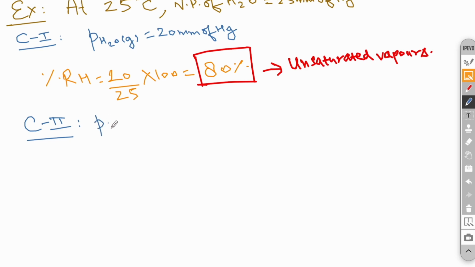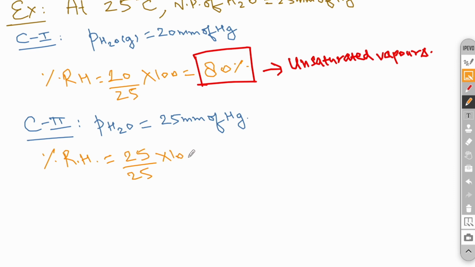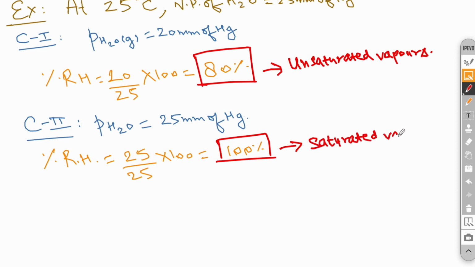Case 2. Let's say that partial pressure of water in gaseous state is 25 millimeters of mercury. In this case, the percentage of relative humidity can be written as 25 divided by 25, which is partial pressure of water in gaseous state divided by vapor pressure of water. So it will come out to be 100%. So we can call this saturated vapors, right? Since the percentage of relative humidity is 100%.